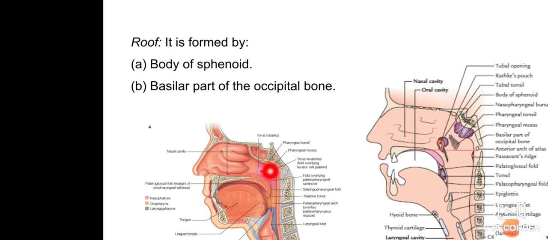This is the roof of the nasopharynx. Here comes the nasopharynx, and this is the roof. The roof is formed by the body of the sphenoid and the basilar part of the occipital bone.